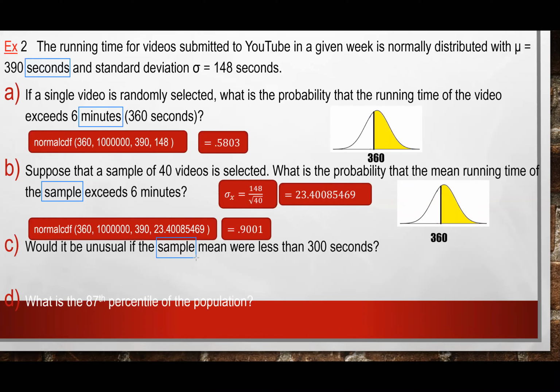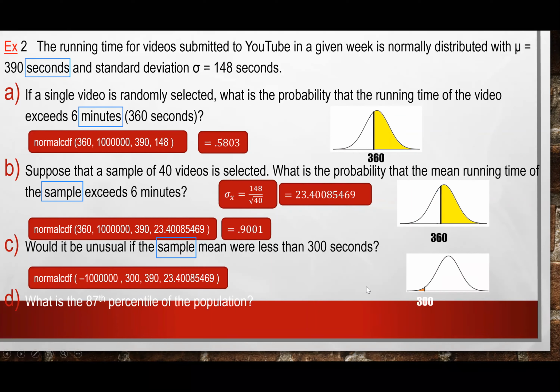Looking at this, we know that we're looking for the area to the left of 300. My lower limit will be negative 10 million, my upper limit will be 300, and my mean will be 390. My standard deviation is the sample standard deviation because they asked us about the sample, right? So that's why I use the 23.40 and so on, not the 148.